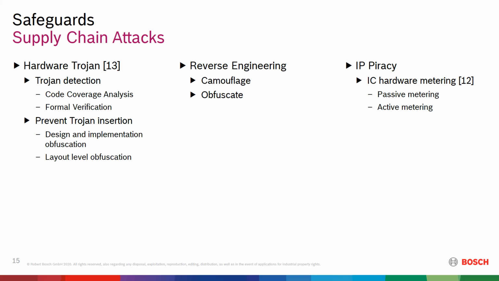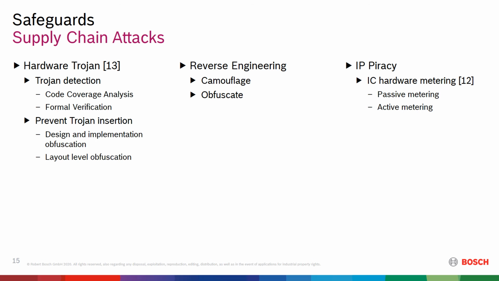Or you could use something like formal verification, where the SoC manufacturer gives a set of security properties along with functional properties to the IP vendor. The IP vendor will then have to prove that all these properties have been satisfied, and if there is a violation, then that could indicate the presence of a Trojan. And safeguards to prevent Trojan insertion are very similar to prevention of reverse engineering or IP piracy. You could use some sort of obfuscation or camouflaging technique.